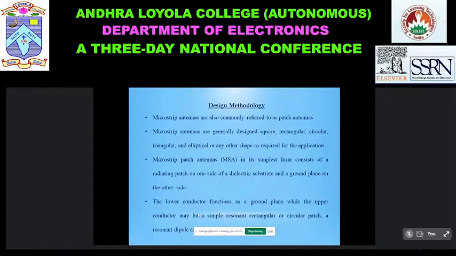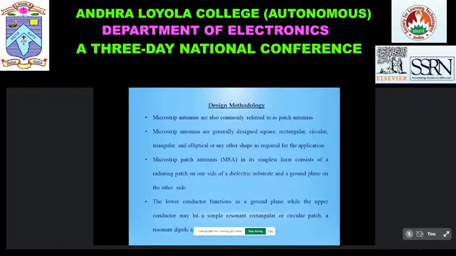Design methodology of microstrip patch antennas. Microstrip antennas are nothing but a patch. These patches may be any shape, like rectangular or square, triangular, circular, or any shape; based on our requirement and application, the patch shape may vary. This is the basic structure of a microstrip patch antenna. This is the dielectric substrate, this is the patch, and this is the ground surface. The patch is a conductor etched on the dielectric substrate.